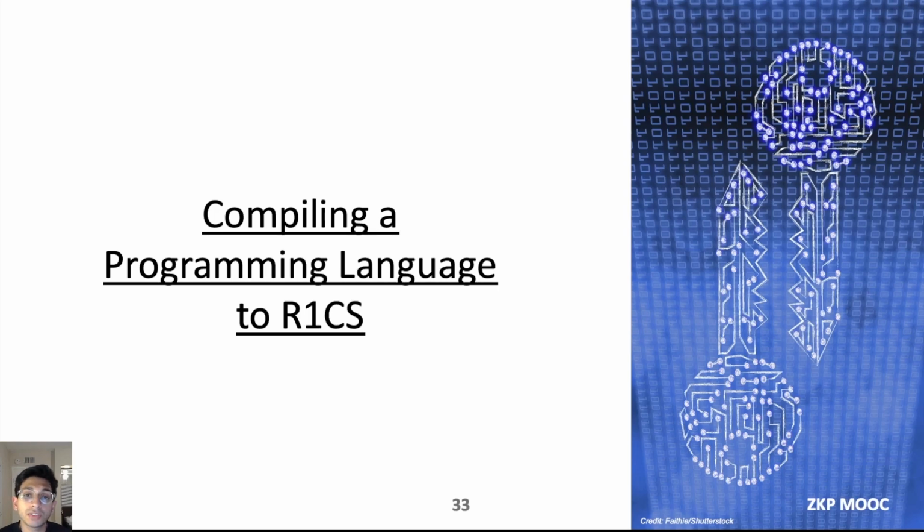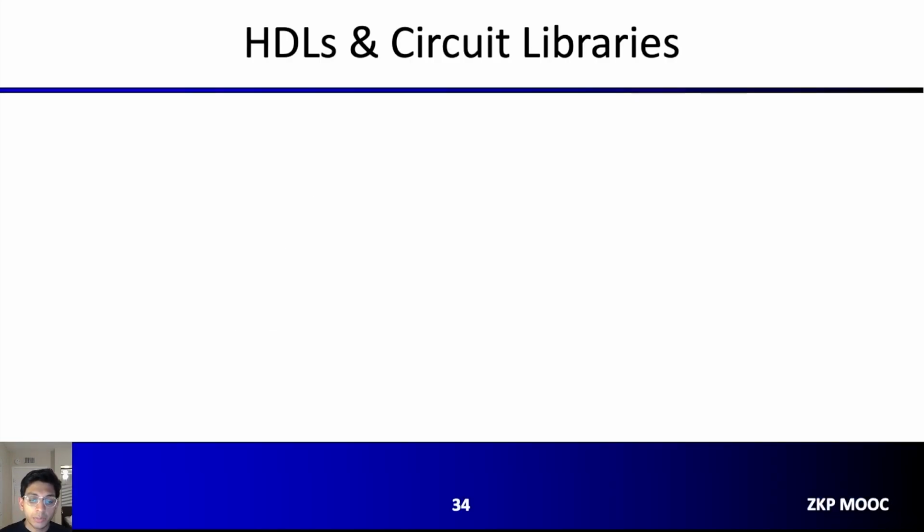Okay, so after seeing that example of how to program this Sudoku checker in ZoKrates, let's now take a look at our next programming framework, and that is compiling a high-level ZKP-specific language to R1CS. We'll start by doing a quick recap of the previous two approaches, and they'll serve as a starting point for the rest of this section.